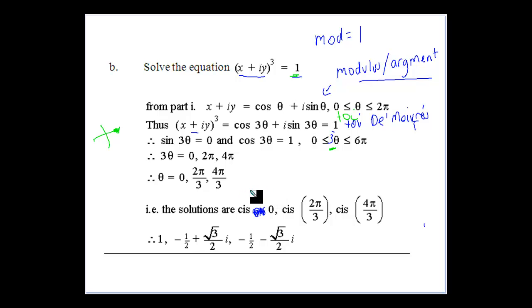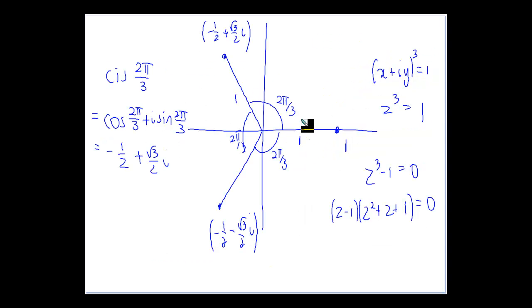So we know it's going to be 1 cis theta, which is cis of 0, and 1 cis 2π/3, and 1 cis 4π/3. Writing those in this form, we can see that cos of 2π/3 is minus a half, sine of 2π/3 is root 3 on 2, cos of 4π/3 is minus a half, and sine of 4π/3 is minus root 3 on 2. There are our three solutions, and we can see them in a diagram as well.